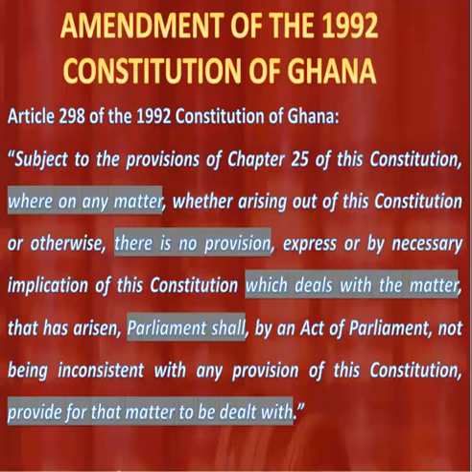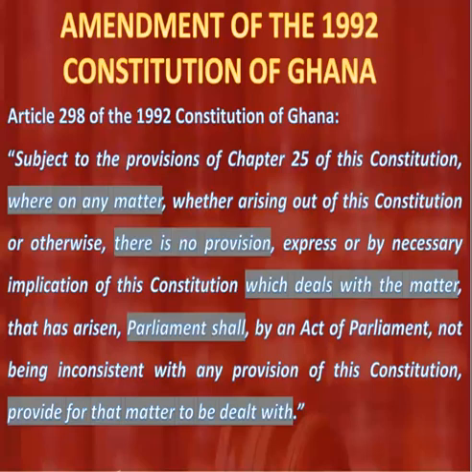Having dealt with Article 298, remember I mentioned that the two key provisions that shall form the foundation of our discussion are Article 298 and Chapter 25 of the Constitution. Article 298 is what we have just dealt with, that deals with the residual powers of Parliament. Now, let us delve into Chapter 25, which is the main foundation for the amendment of the 1992 Constitution of Ghana.